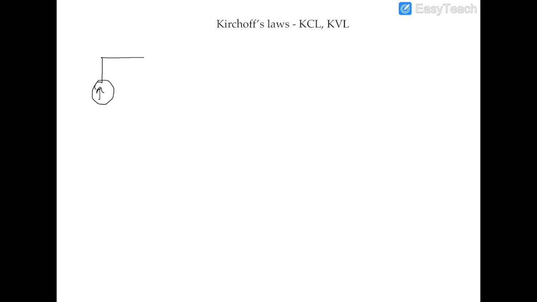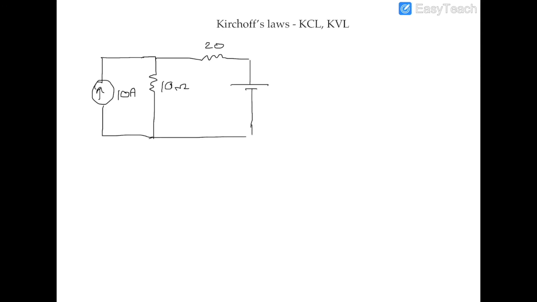So in my next problem, I have a 10 ampere current source, which is in parallel with a 10 ohm resistor. And I got a 20 ohm resistor here. And I got a voltage source of 50 volts. Alright, and this circuit is grounded here. So I got 50 volts.